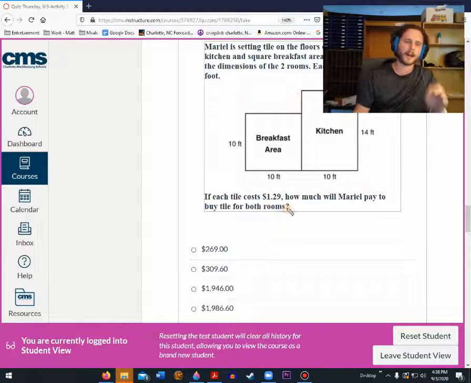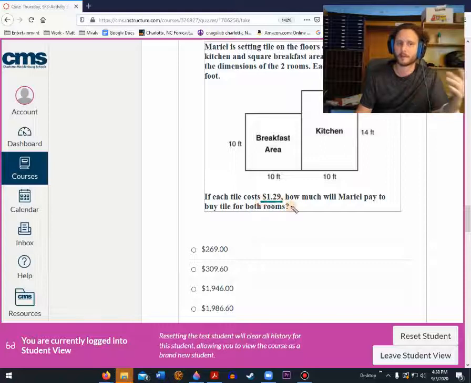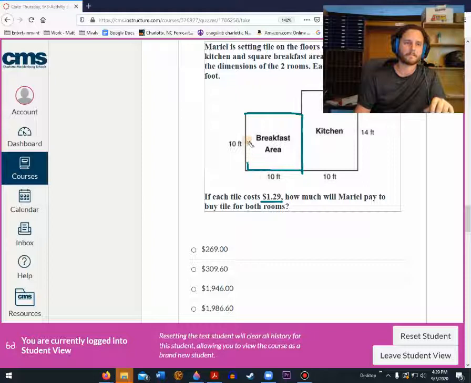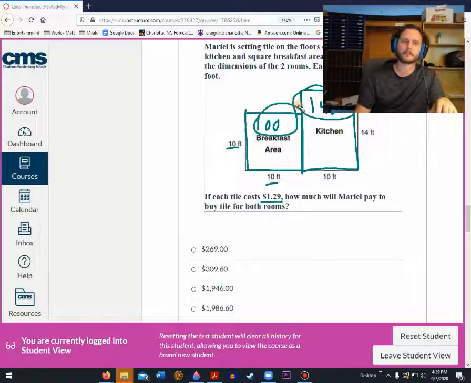Anyways, they want to tile these 2 rooms, the breakfast area and kitchen. Trouble is they need to know the area to know how much tile they have. Each tile is going to be $1.29. So the area of the breakfast area is going to be 10 feet times 10 feet. That's 100. Area of the kitchen is 14 feet times 10 feet. It's going to be 140 feet. If you combine these two amounts, you get 240.